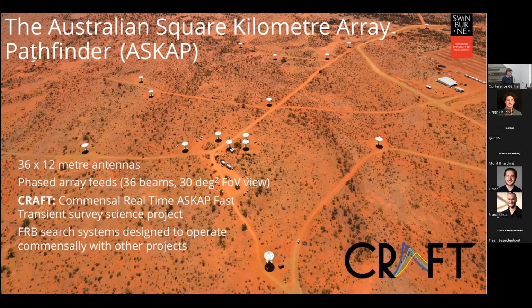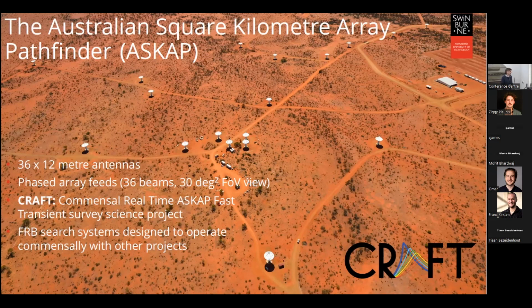So the telescope is in the background there. We've got 36 12-meter antennas. We have unique phased array feed receivers. So we form 36 beams on the sky digitally, and this allows us to cover a 30 square degree field of view. Give you a sense for our experiments.